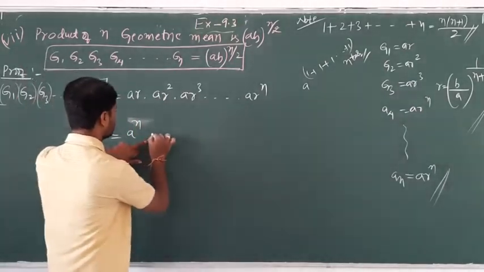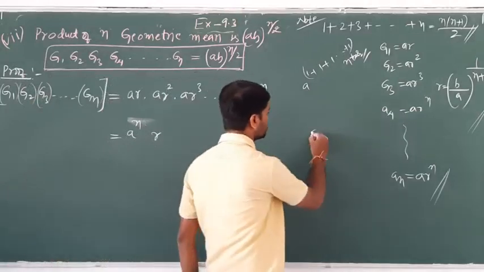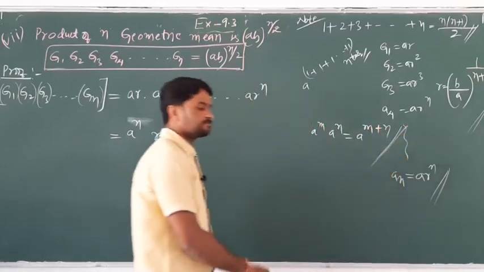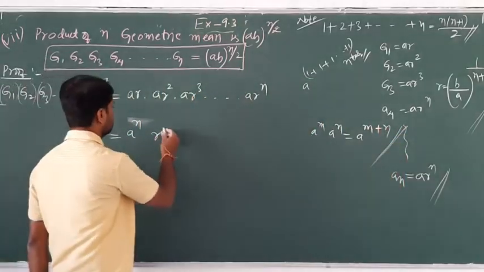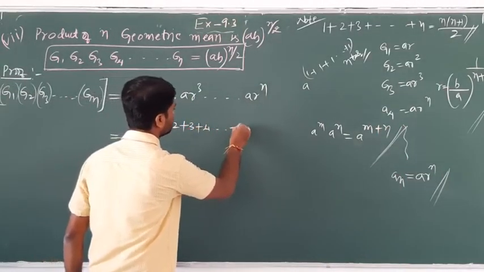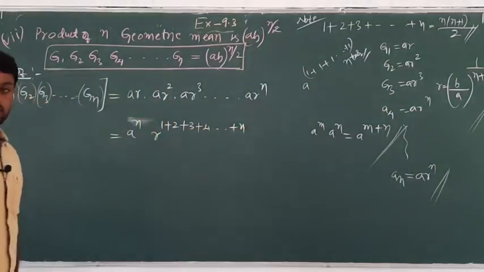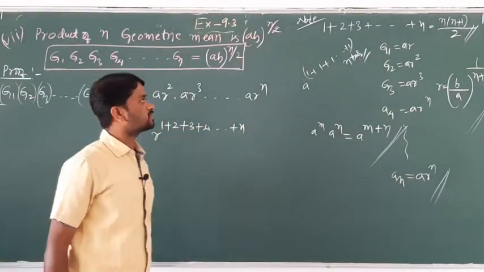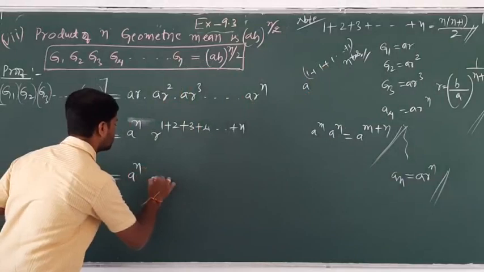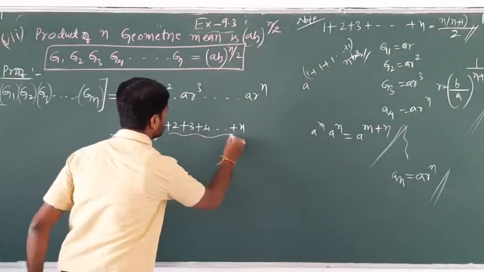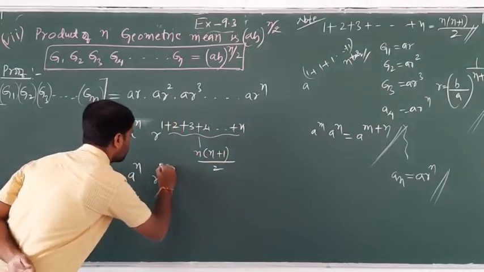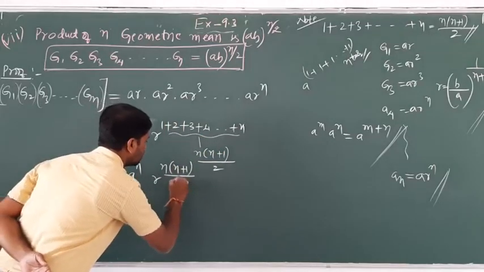Here next term, R power of. Here you already know the concept A power of m into A power of n is equal to A power of m plus n. So R power of 1 plus 2 plus 3 plus 4 up to so on plus n. Here the sum of the first n natural numbers, what is the formula? n into n plus 1 divided by 2. Therefore A power of n into R power of n into n plus 1 divided by 2.